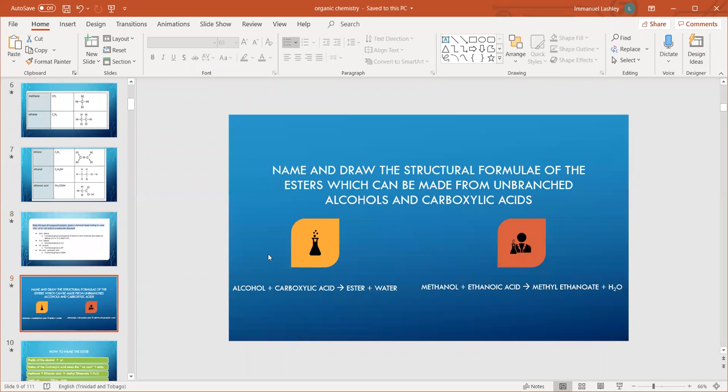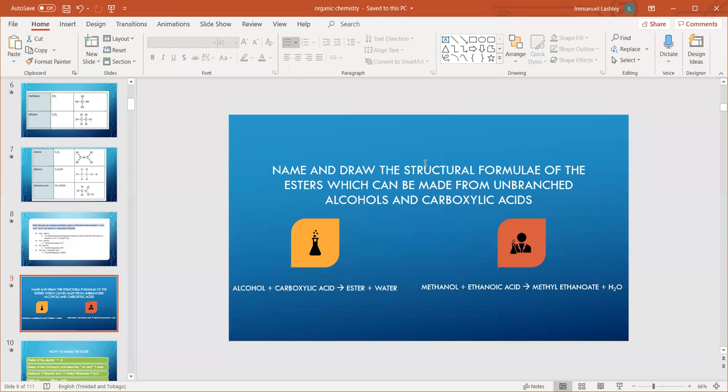Which takes us to the next thing that we want to talk about. Names and drawing the structural formula of the ester, which could be made from unbranched alcohols and carboxylic acids. All right, so an alcohol, generally speaking, plus a carboxylic acid normally gives you an ester plus water.